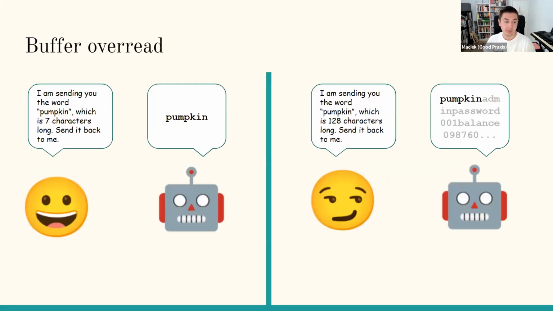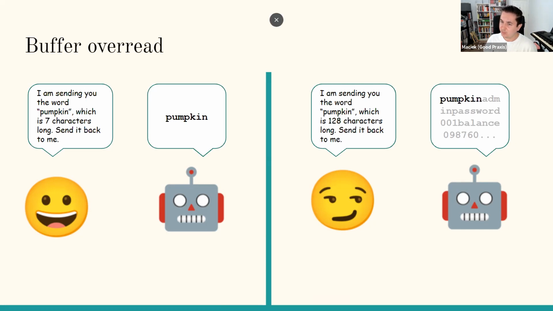So basically what happened was the programmer who wrote this piece of code forgot to check how long the words that you sent actually are, right? This is something that actually happened in real life, not just a theoretical example. This problem existed for quite some time. So imagine I'm sending you the word pumpkin, which is 7 characters long, and I say please send it back to me. So the server sends pumpkin back.